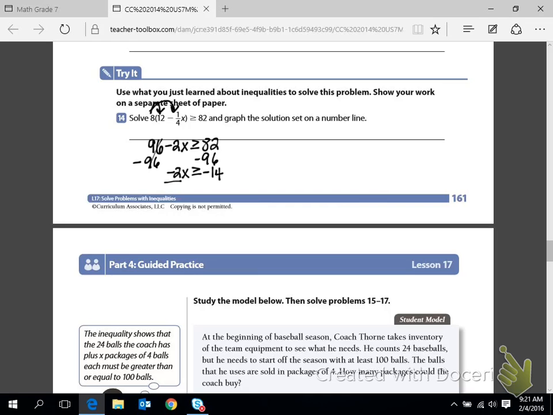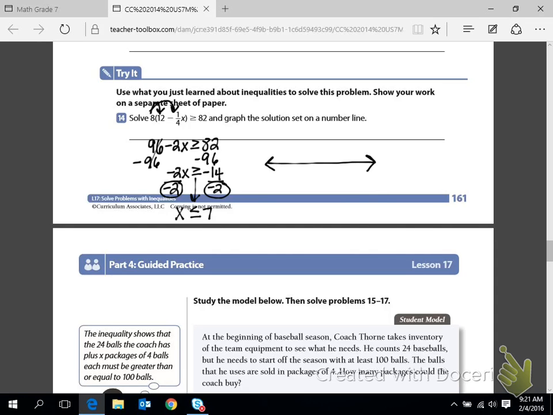We will now divide by a negative 2, and we know that with inequalities we have to pay close attention to division. The fact that here we are dividing by a negative number means that we must turn our inequality symbol around because our relationship has changed. That leaves us with x is less than or equal to positive 7, because negative 14 divided by negative 2 is positive 7.